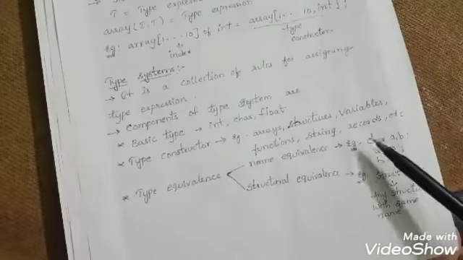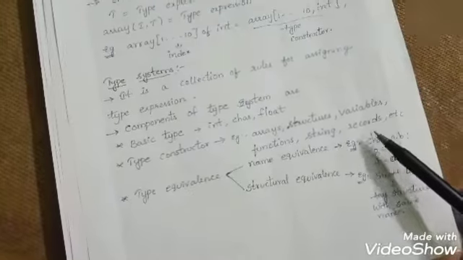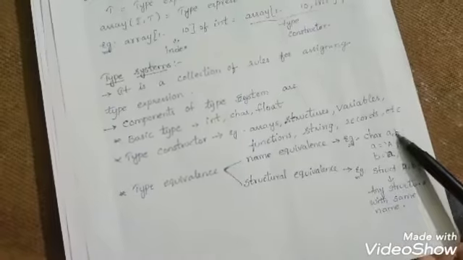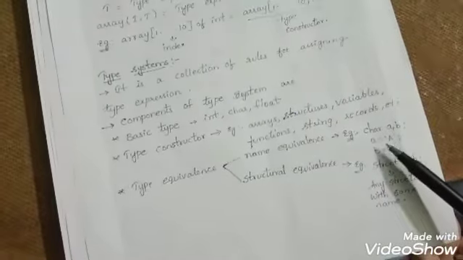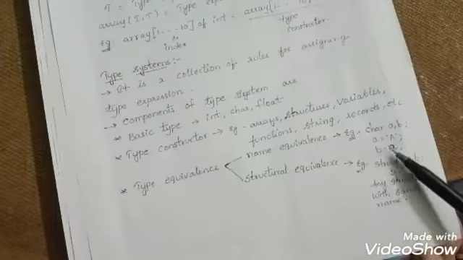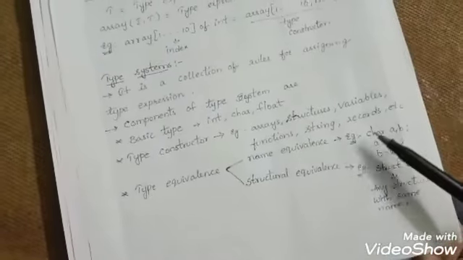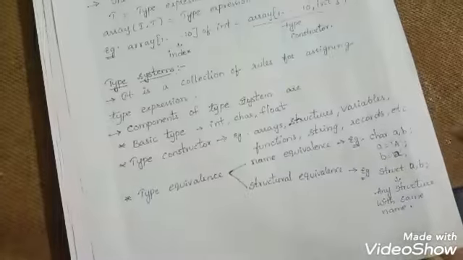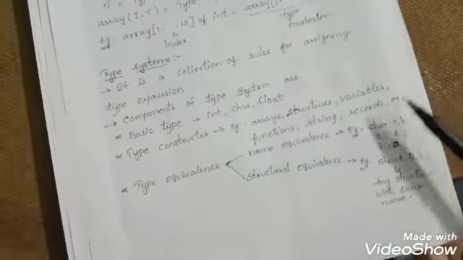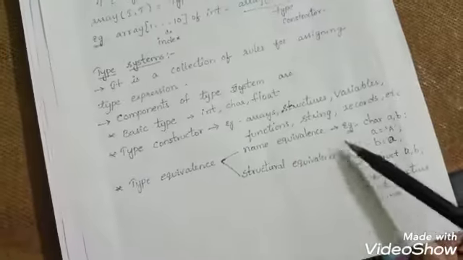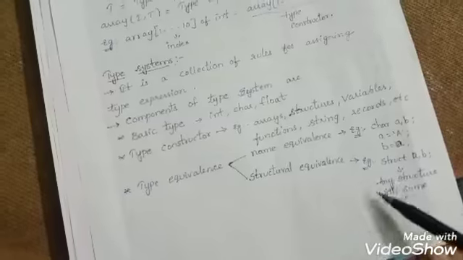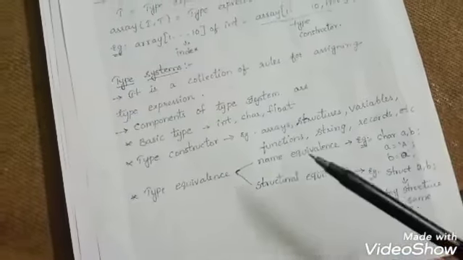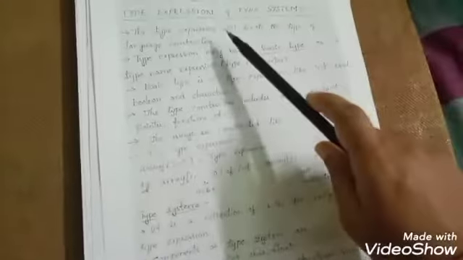In name equivalence, for example, consider char A, B. Capital A is assigned to A and B is assigned to a, but capital A and small a both are characters. So in name equivalence, both have the same name, character. So that is called name equivalence. And structural equivalence, for example, consider struct A, B. Any structure with the same structure comes under structural equivalence. So this is about type expression and type systems.